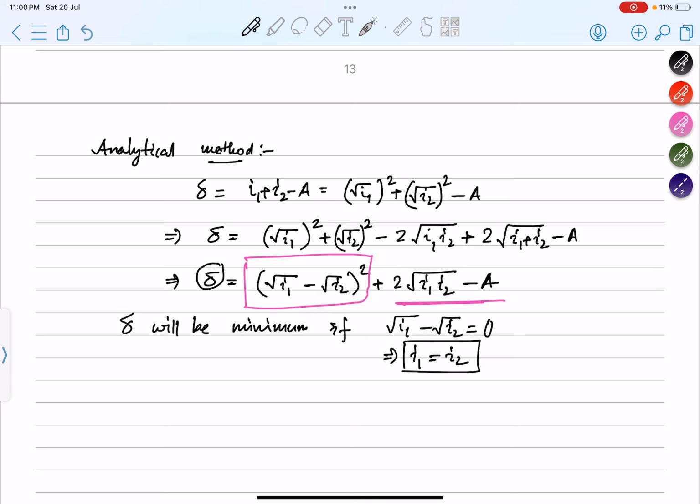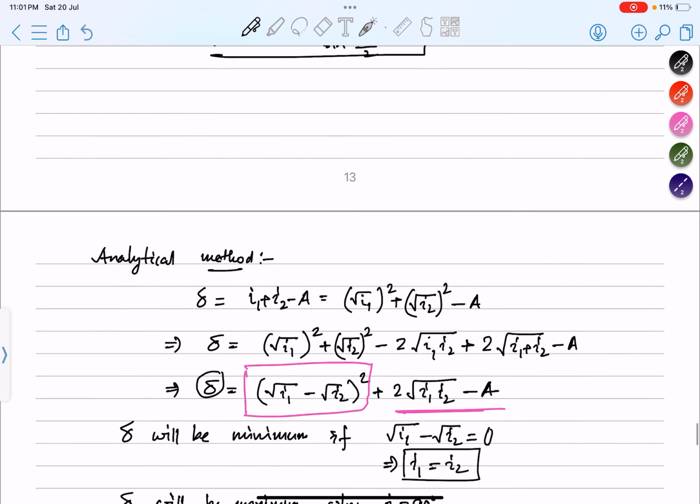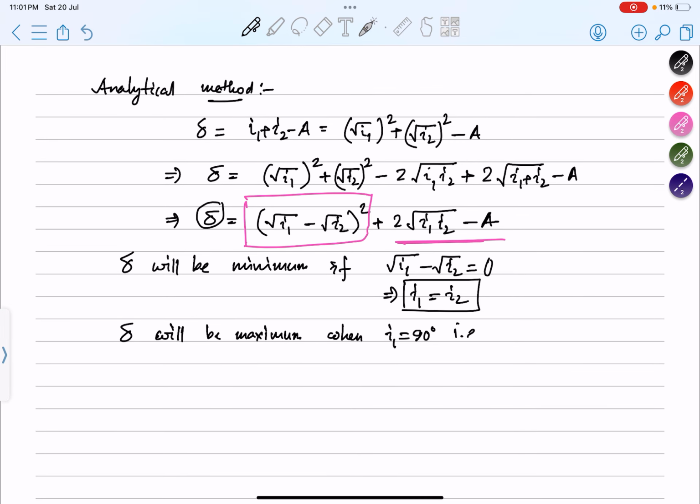Okay, now where will the deviation be maximum? Delta will be maximum when I1 equals 90 degrees. That is, delta max should be 90 degrees plus I2 minus A. Clear? That is not that much important, just understand it. Clear? Now this was a common discussion regarding any kind of prism.